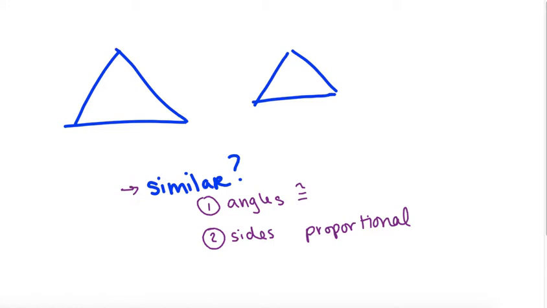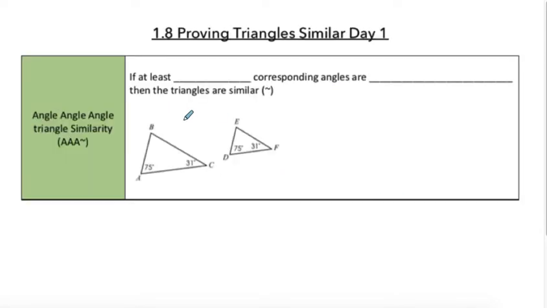And so the first one that we're going to look at, in order to determine if these 2 are similar triangles, our first rule here is called angle, angle, angle triangle similarity. And sometimes people will just do angle, angle, because the rule says if at least 2 corresponding angles are congruent, so we want congruent angles, then the triangles must be similar. So this is something that is always true.